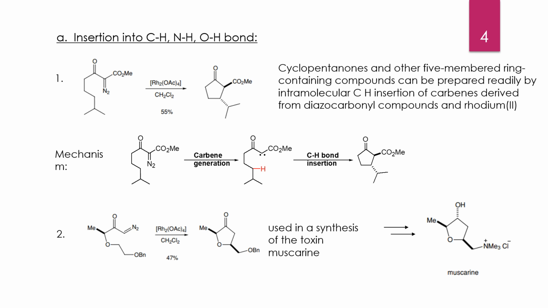Now the next problem is similar to this one. Again, after N2 elimination, a carbene will generate and it will insert into this CH bond, leading to this compound. And this is an important product because it can be used for the synthesis of the toxin, mascarin. So it is an important compound to generate.